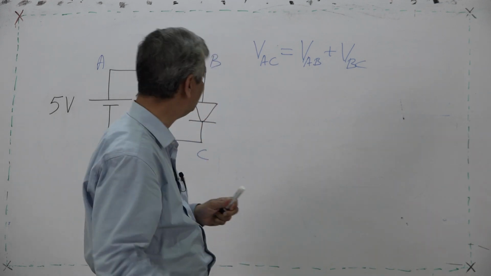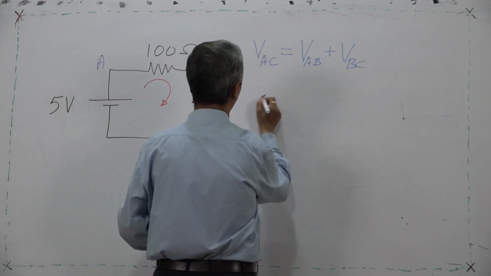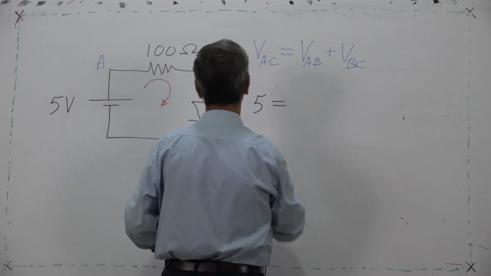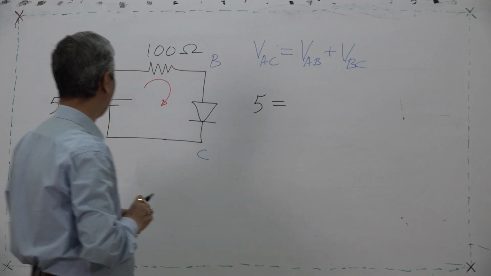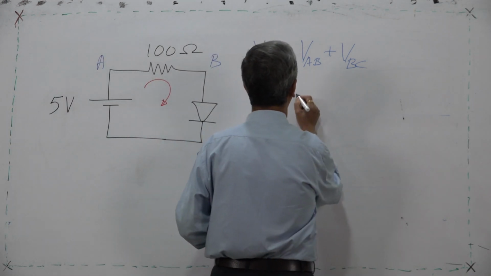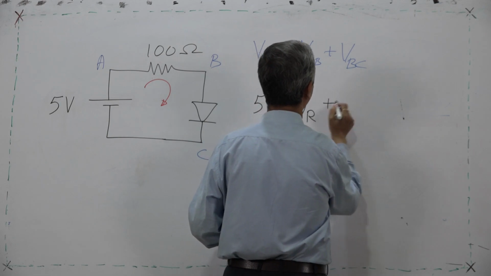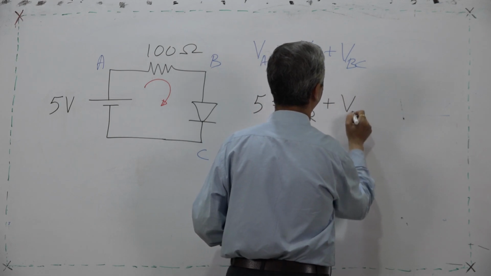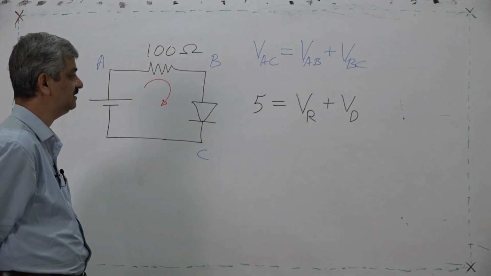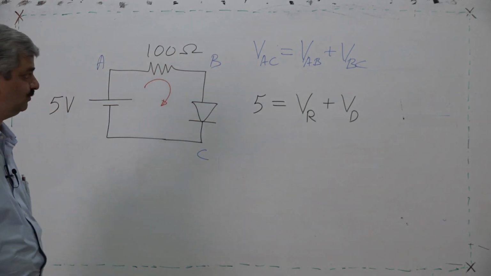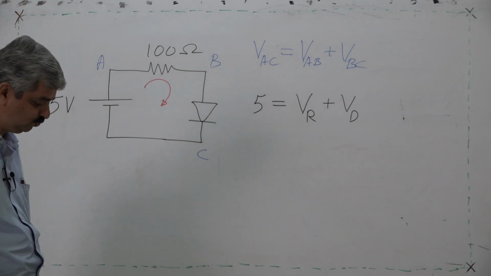What is VAC? As it is an ideal voltage source, VAC is equal to phi u. What is VAB? VAB is the voltage across the resistor plus the voltage across the diode. Up to that, there should not be any problem for any student.